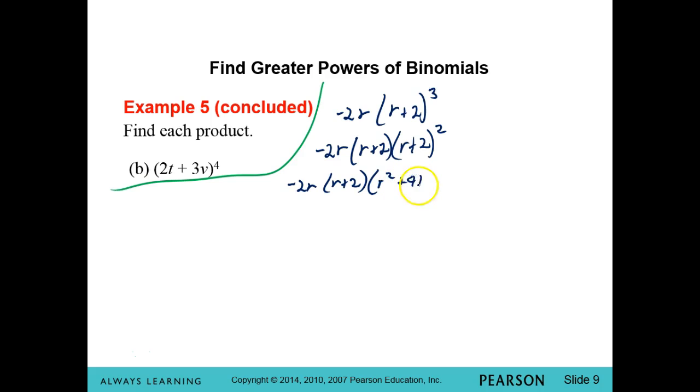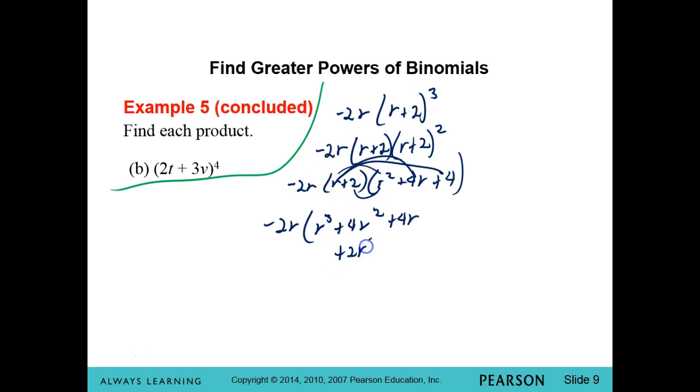Plus 4r, don't forget your sign, plus 4. Okay, my 4s don't look very similar, but they are. Now, do you have a preference? Really doesn't matter, but let's just go on and do these two. So don't forget your minus 2r, and what you have left, r cubed, plus 4, r squared plus 4r. Then do the second.